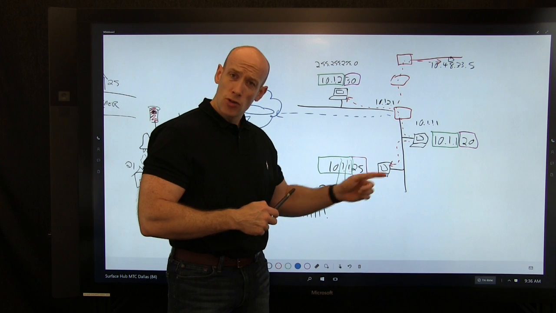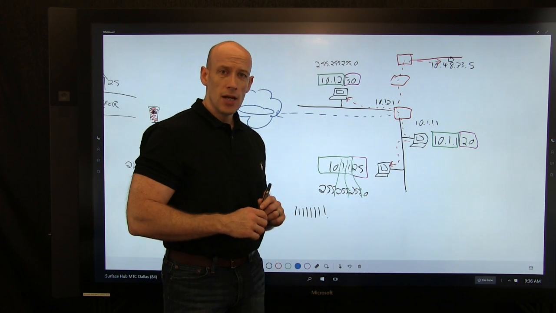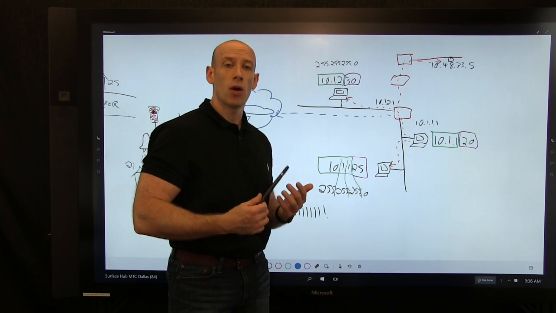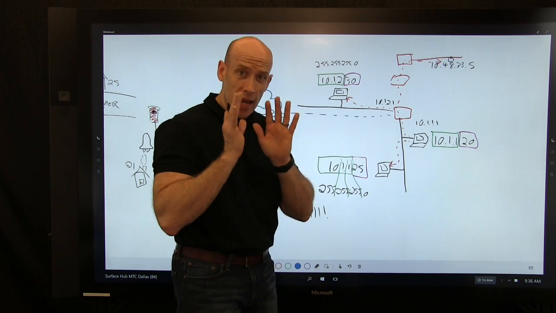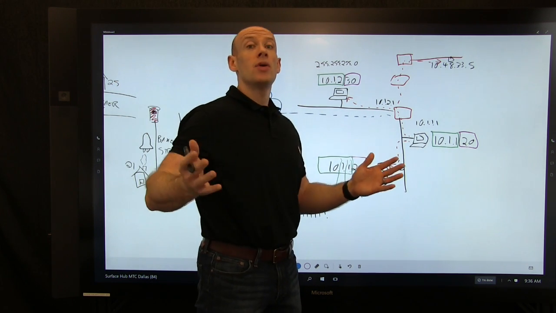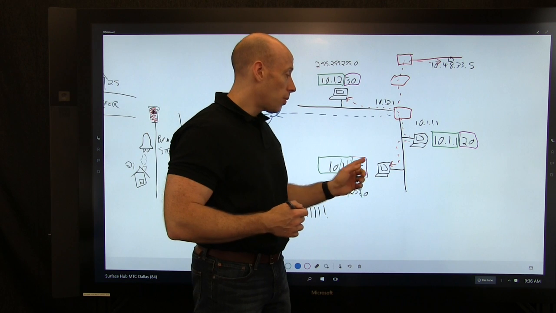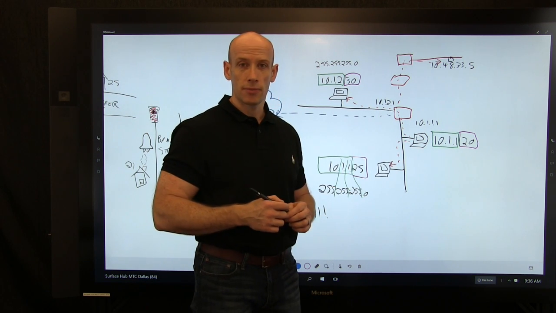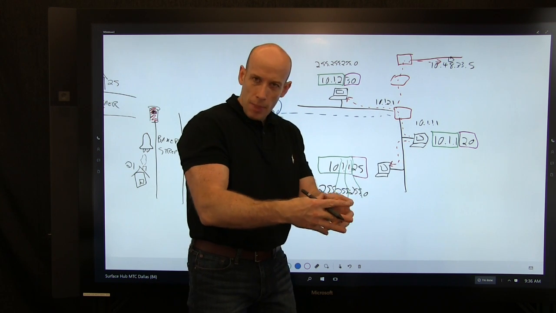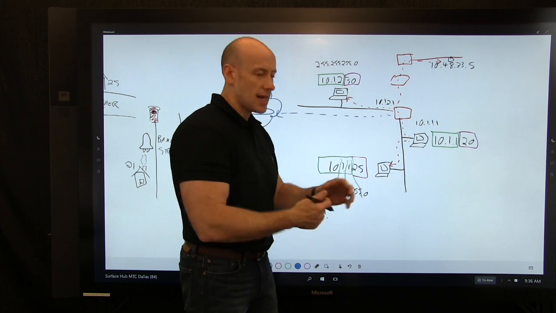I need to find the MAC address of the machine I want to send to. So it does an Address Resolution Protocol, ARP. It literally shouts out on its local subnet, hey, who is this machine? And he replies back, here's my MAC address. And then I can bundle up the packet on the Ethernet, send it, and it gets to that machine.